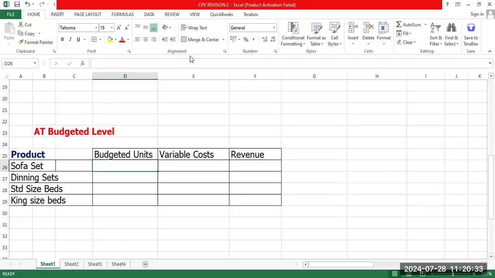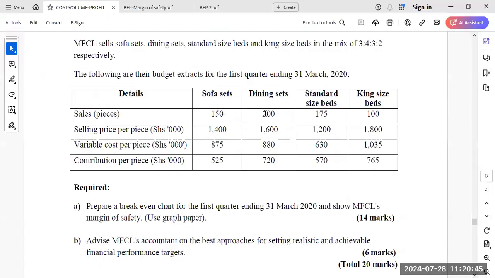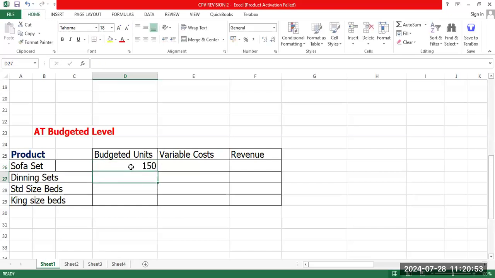In the question, what are our budgeted units? We have 150. These are our budgeted units. The first one is 150. The next for dining set, 200. Next, 175. The next, 100. Perfect.